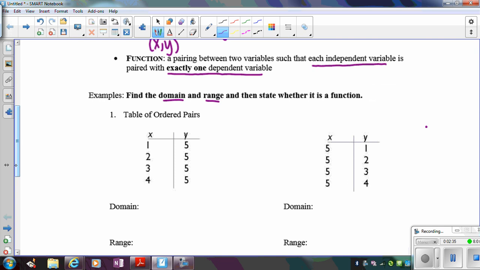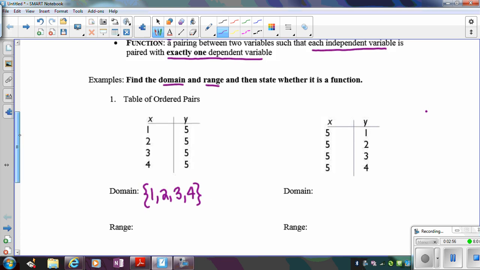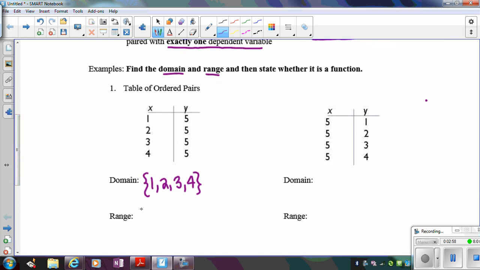For this first example here, this is considered a table of ordered pairs, so your x comma y. So here's all of our inputs. Our domain is just going to be those 4 numbers. So it's going to be 1, 2, 3, and 4. Notice I put the little curly brackets here. That's called set notation. You use it when you're just trying to list off numbers. The range, the output, well, the only output here is 5. So that's our range.